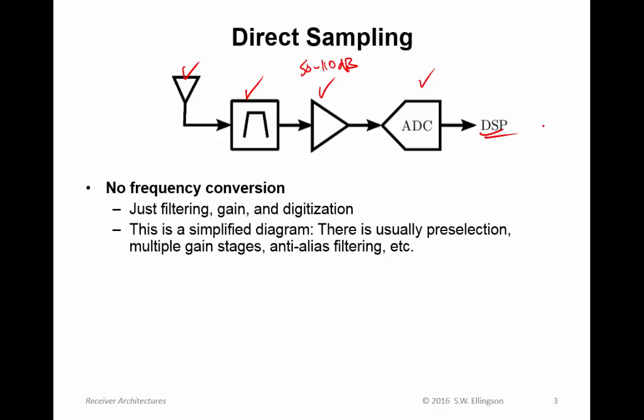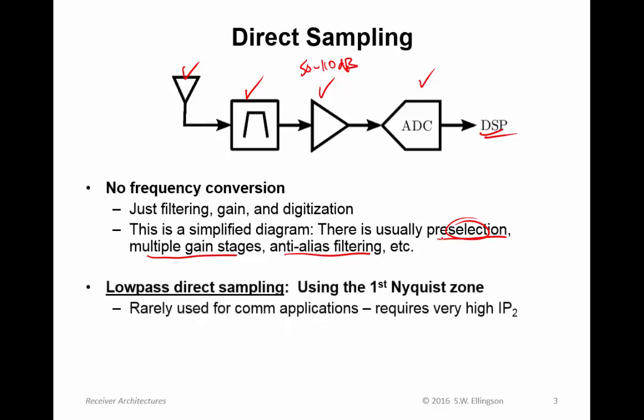Now note this is a simplified diagram. Usually there's several filters, one doing pre-selection, there's multiple gain stages, there's anti-alias filtering separate from the pre-selection and so on. But there is only filtering and gain and not frequency conversion.